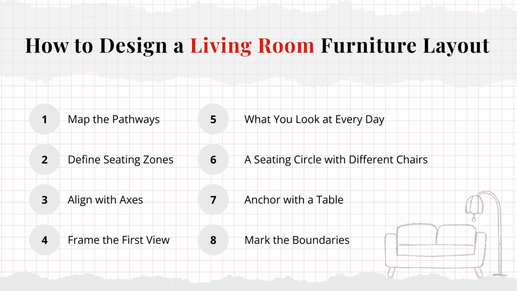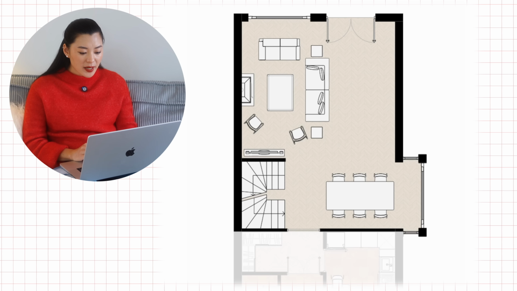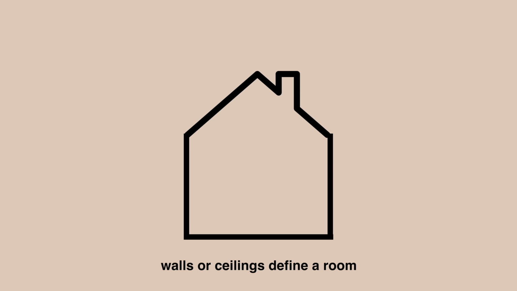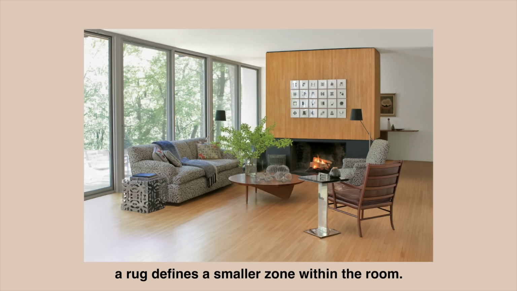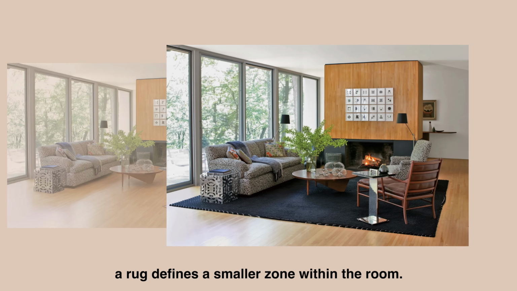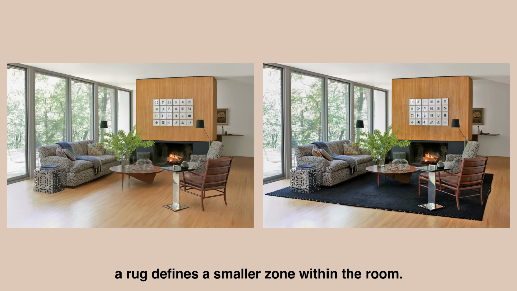The next step is to define boundaries. To make the entire seating area feel complete and cozy, I do think it needs a clear boundary, and the simplest way to do this is with a rug. Just as walls or ceilings define a room, a rug defines a smaller zone within the room. As soon as you put a rug in, it anchors the furniture, ties the pieces together.